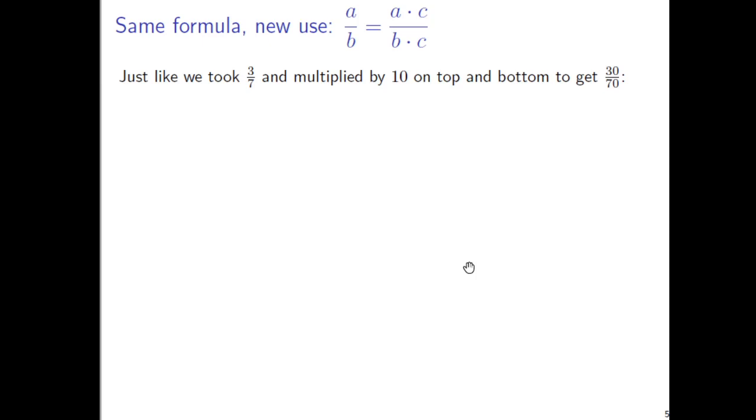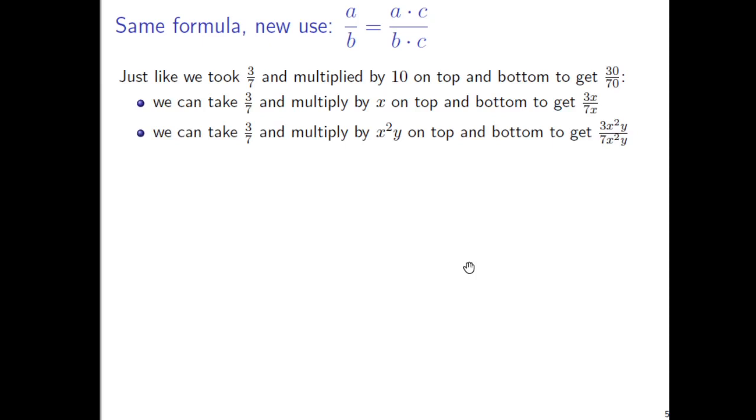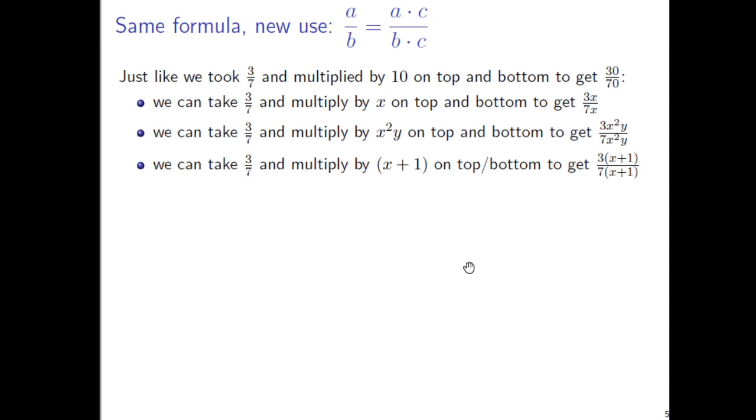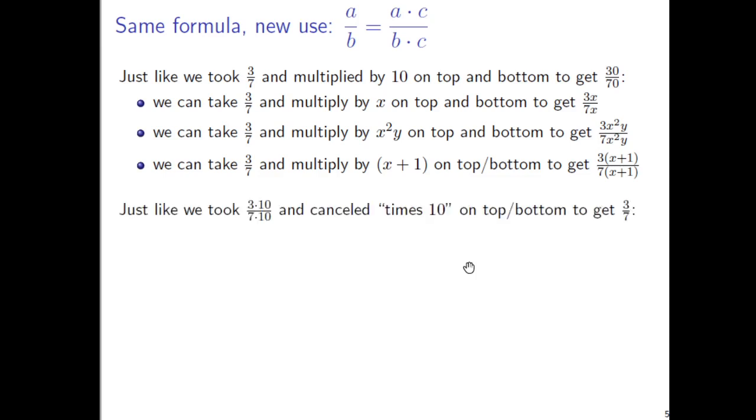Okay, so we'll look at this formula: A over B equals A times C over B times C, the one that we've already looked at before and have typically only used for fractions with numbers. But just like we took 3/7 and multiplied by 10 on top and bottom to get 30/70ths, we could take 3/7 and multiply by x on top and bottom to get 3x over 7x, or multiply by x squared y on top and bottom to get 3x squared y over 7x squared y. Or we can take 3/7 and multiply by x plus 1 on top and bottom and have 3 times quantity x plus 1 over 7 times quantity x plus 1.